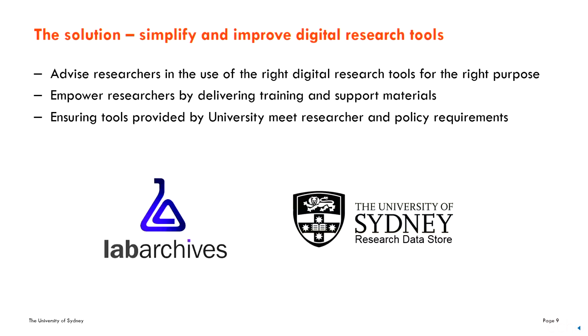The last part, which is what most of my talk will be focusing on, is simplifying and improving digital research tools. We do this in 3 different ways. We advise researchers in the use of the right digital research tools for the right purpose. We also make sure that we deliver the appropriate trainings and appropriate support materials for researchers, the ones that they request and the ones that they need. And we make sure that the tools that we provide actually meet their needs and meet policy requirements at the same time.